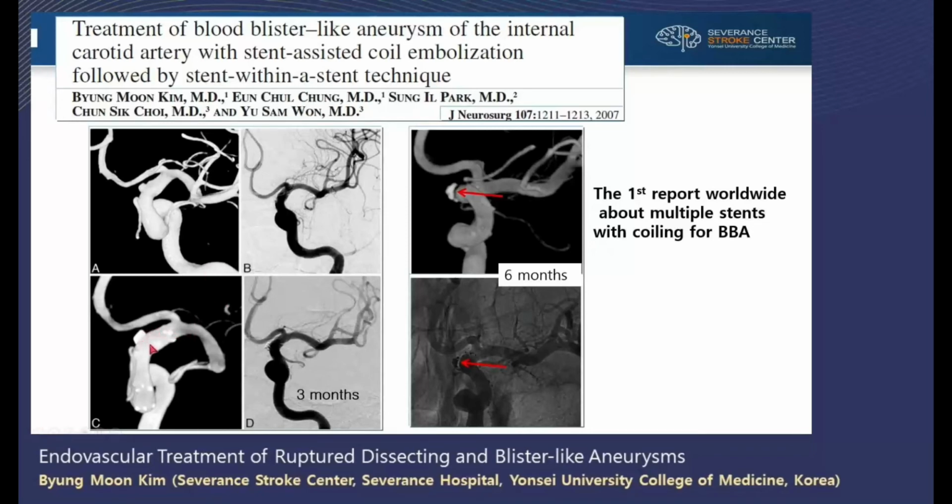Initially, coiling was performed with the ballooning stent technique, and one additional stent was overlapped like this. This is a stent marker. The 3 months follow-up angiogram shows a complete occlusion state, and the 6 months follow-up angiogram shows a stable occlusion state. Notably, a gap is noted between the coil mass and the ICA lumen. This means neointima formation. Therefore, this ruptured blood blister-like aneurysm is completely excluded from circulation.